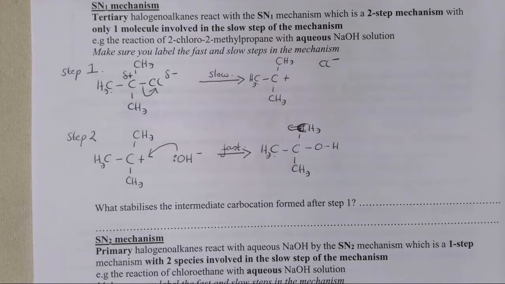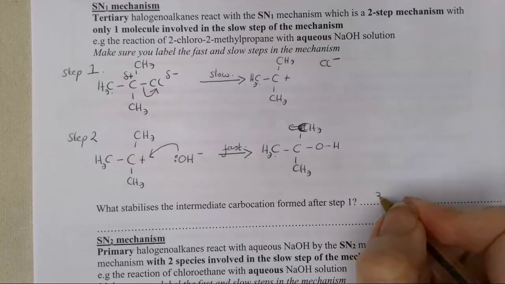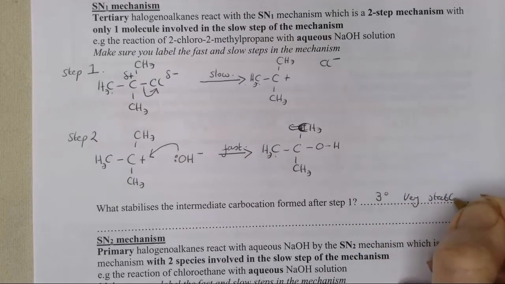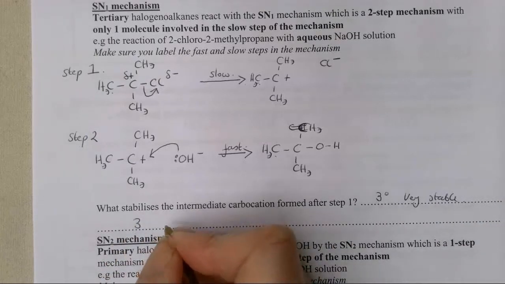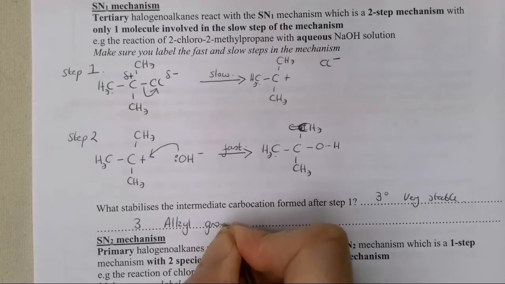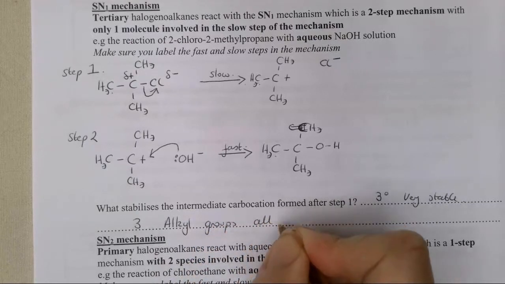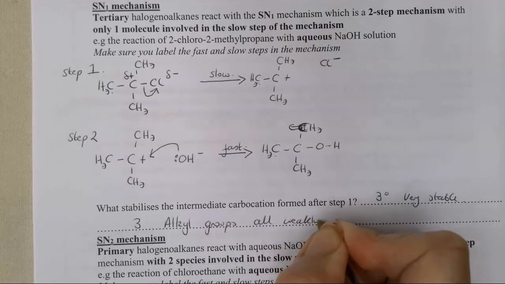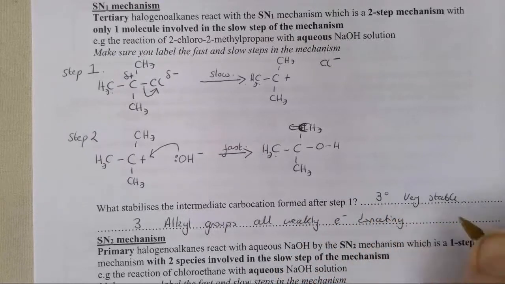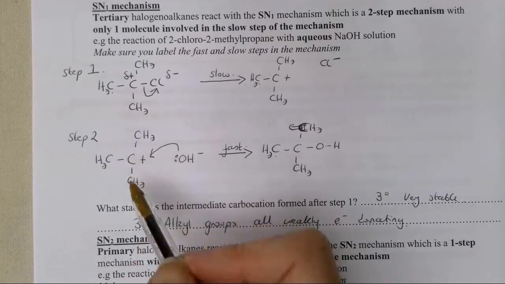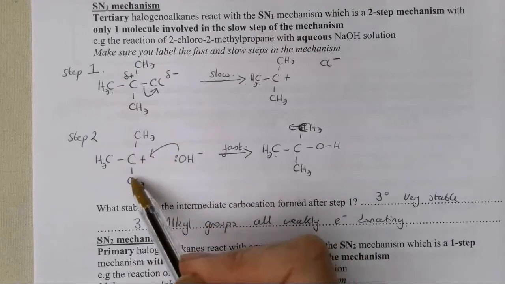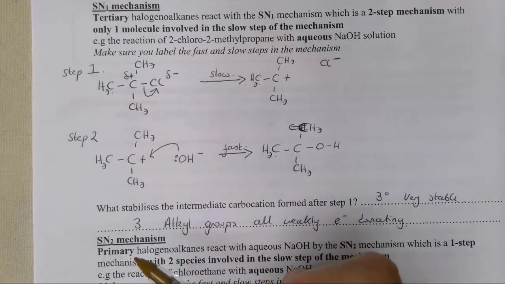So the stability of the intermediate carbocation, well, it's a tertiary, so it's more stable than the others because it has 3 alkyl groups, or weakly electron donating. So each of them can kind of lend this carbon in the middle a little bit of their own electrons, and that's going to make it more stable than the secondary or the primary.